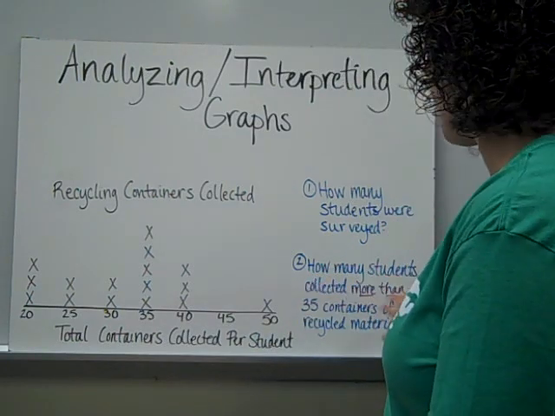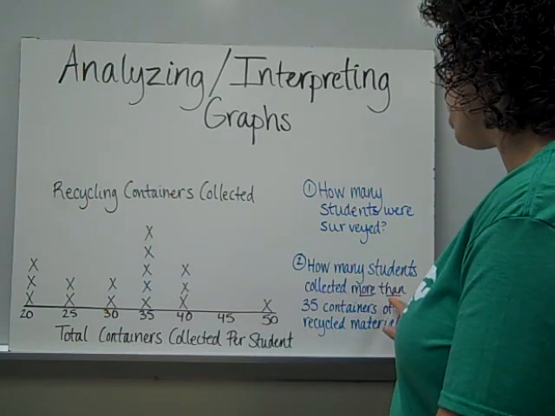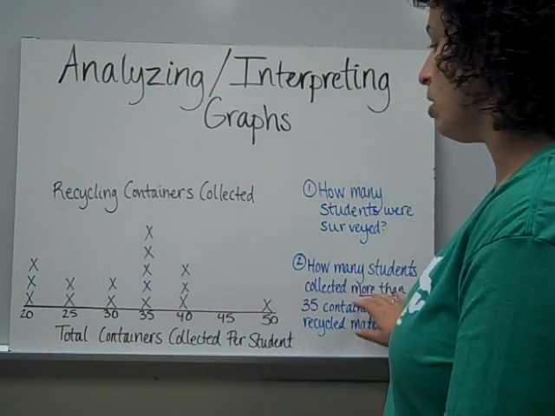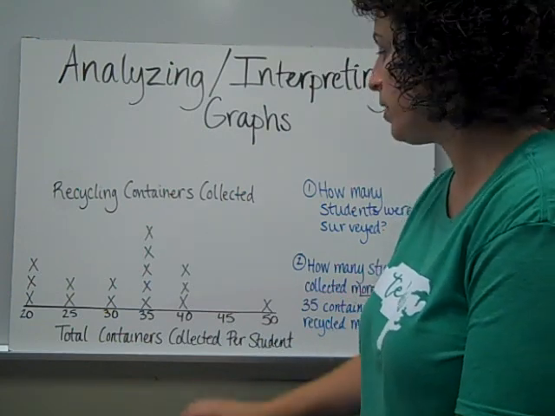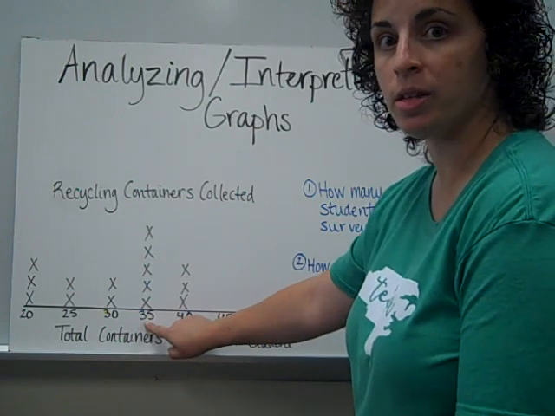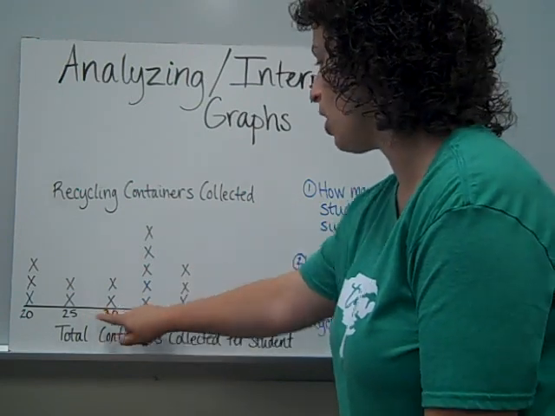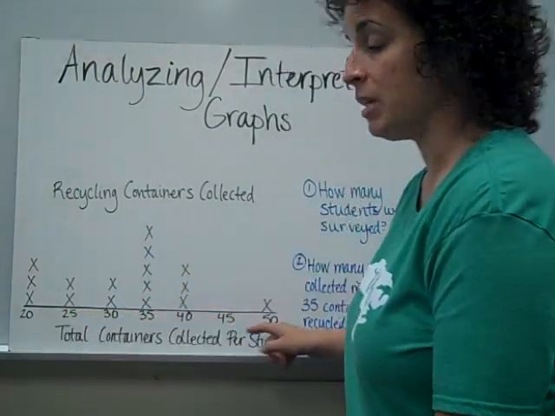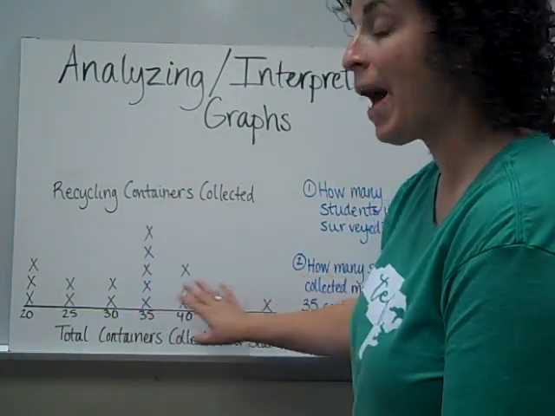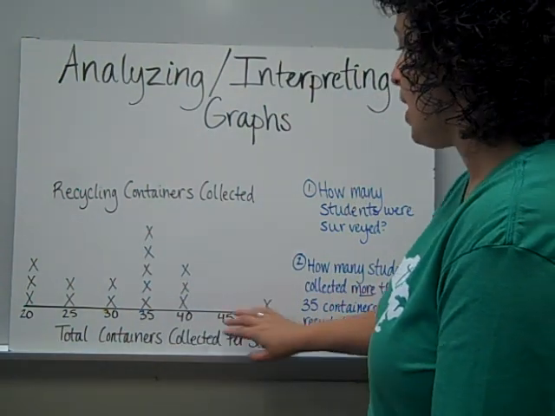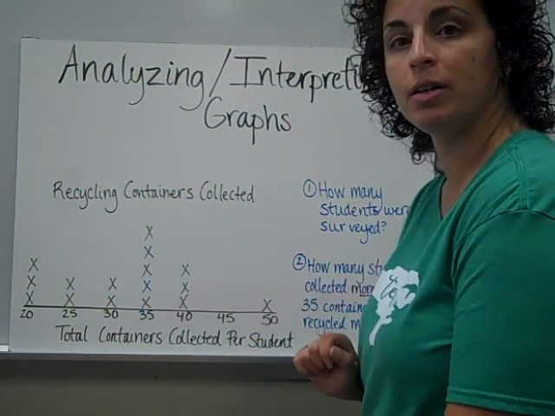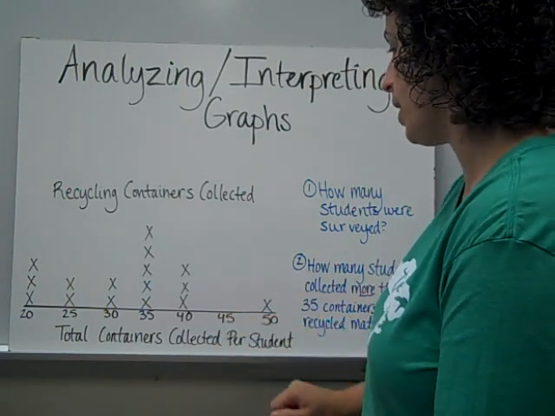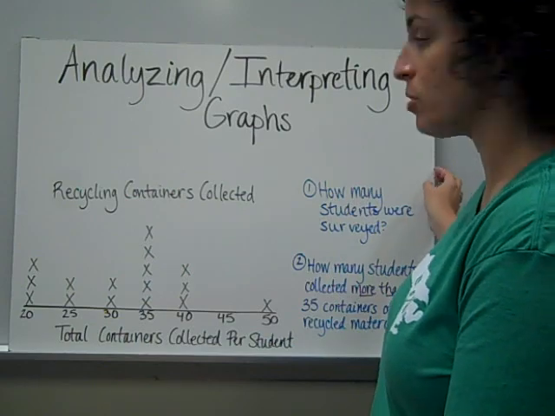Question number 2 asks us, how many students collected more than 35 containers of recycled materials? Well, the keywords here are more than 35. So 35 is not more than 35, so I'm only looking at the ones that are past that. Since line plots organize data from least to greatest, all I have to do is look past 35 and see that 1, 2, 3, 4 containers were collected, or 4 students, collected more than 35 containers.